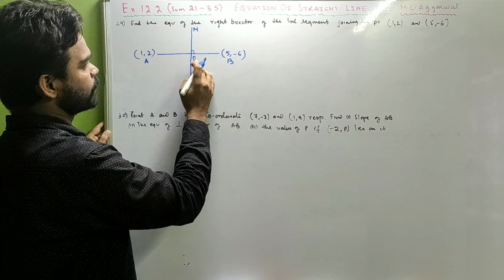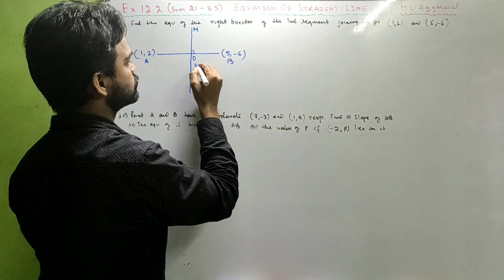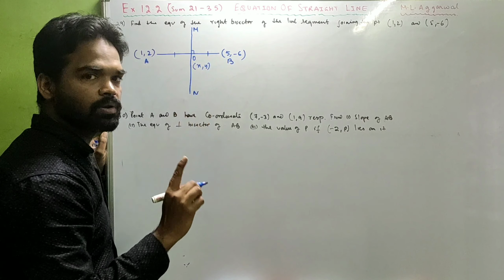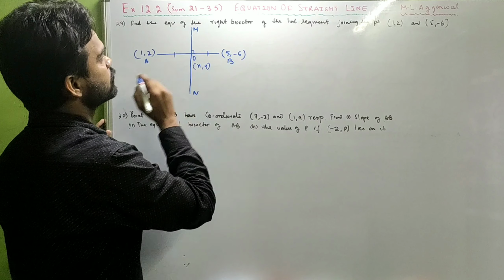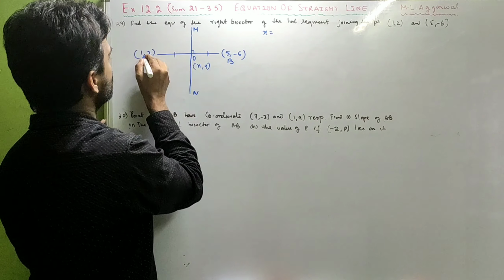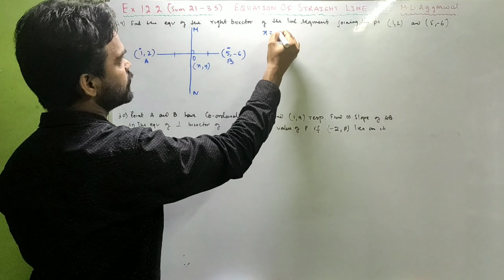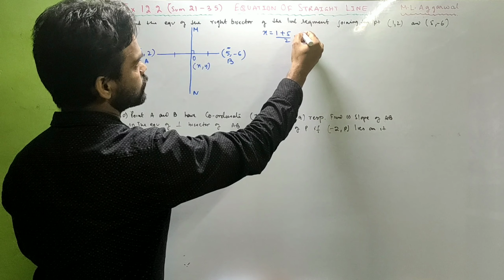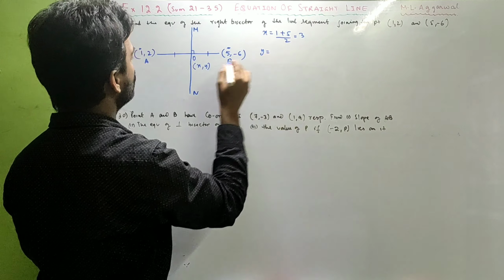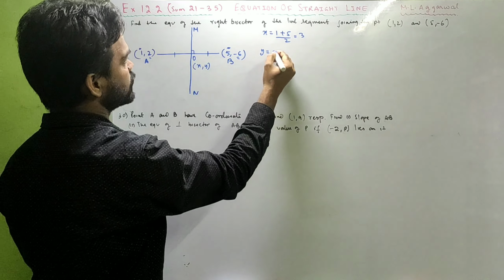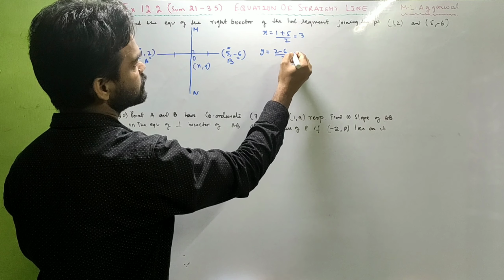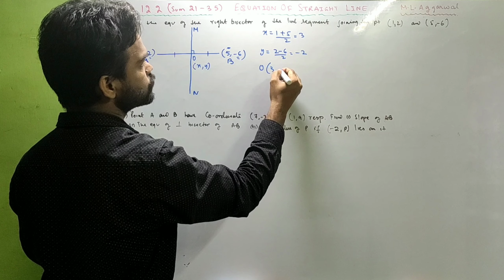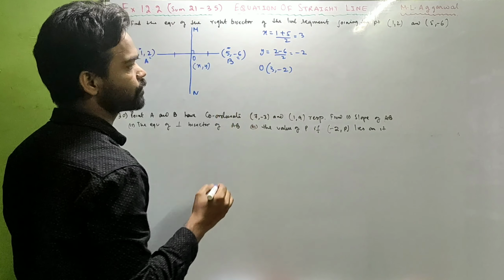First of all, find the coordinate of O. Suppose O is (x, y). Now AO and OB are equal. It's a right bisector. So x will be what? (x1 plus x2) by 2. We have done this in section formula. That is 6 by 2, that's 3. And y will be what? (y1 plus y2) by 2. That's minus 4 by 2, this is minus 2. Which means the coordinate of O is (3, minus 2).